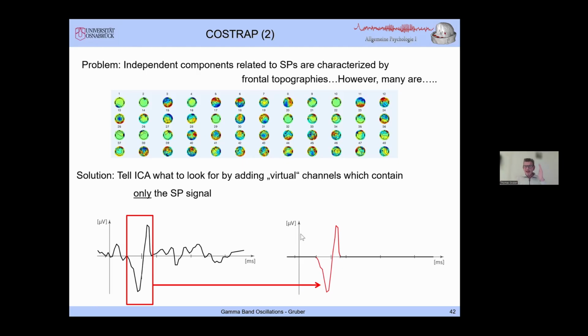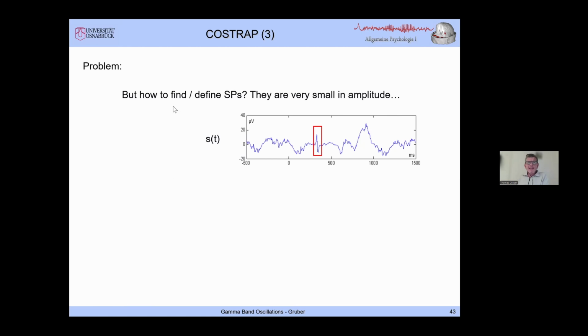And how do we find the steepness of a curve? You might remember from your math class in the 12th, or I don't know, you learned something about the first gradient, the first derivative of a signal. This gives you the steepness of a curve. So the first derivative gives you the steepness. So how do we find these SPs? They're very small in amplitude. We've used the first derivative because they're characterized by sharp edges.